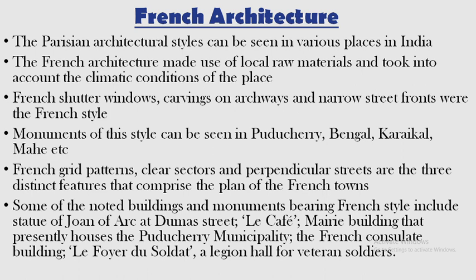The French grid patterns, clear sectors, and perpendicular streets are the three distinct features that comprise the plan of the French towns. Some of the noted buildings and monuments bearing French style include the Statue of Joan of Arc at Dumas Street, Le Cafe, Murray Building, and a Legayan for veteran soldiers.